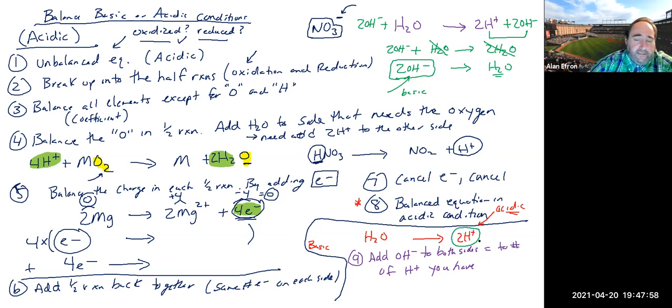Also, when you're done at this point, it should still be balanced in basic conditions the same 2 ways. You should still have the same number of elements on each side of the arrow, and you should have the same overall charge on each side of the arrow. Again, that overall charge does not have to equal 0, but it needs to be the same number. Question on those steps?